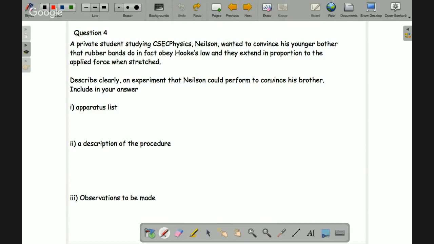What all we need? We can think about it for a little while.